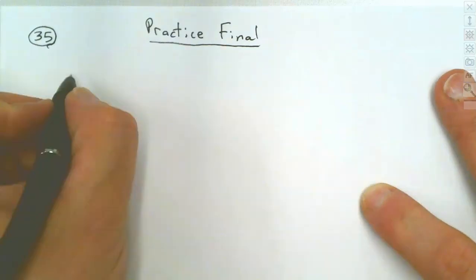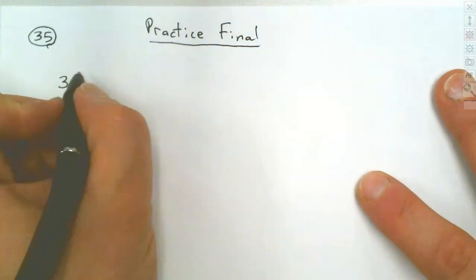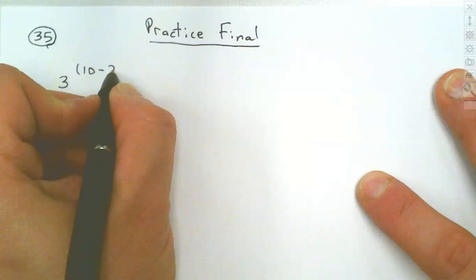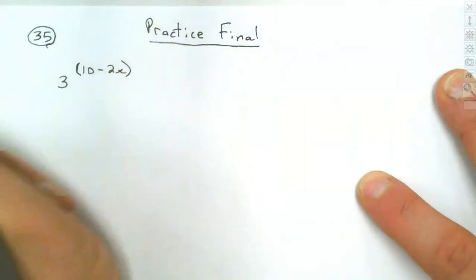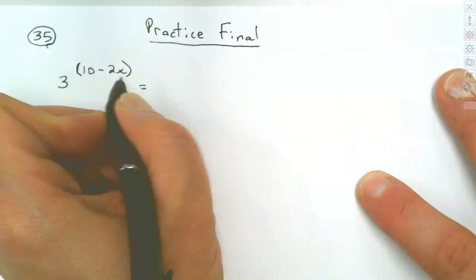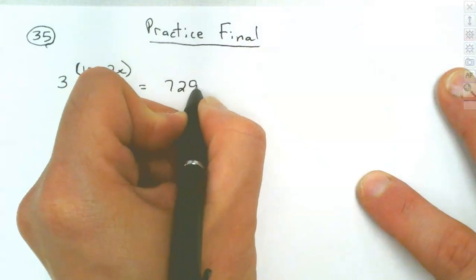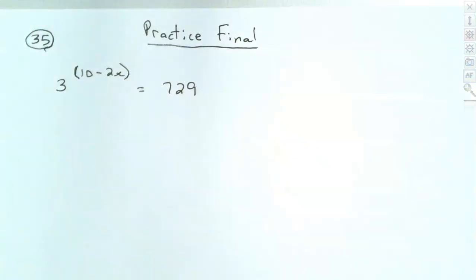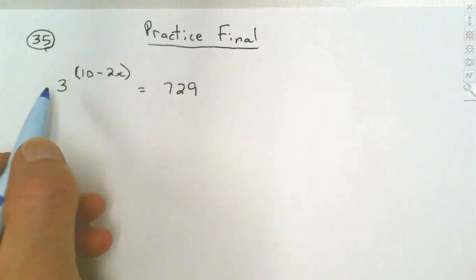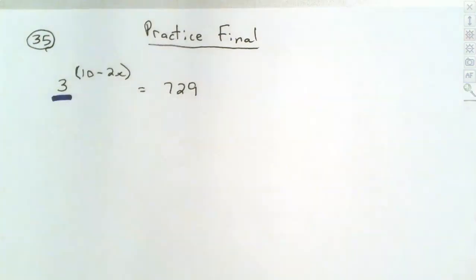And we've got 3 to the 10 minus 2x power. We want that to equal 729. So where's our variable at? Our variable is up in the power. So that means we want the bases to be the same. Now, what common base do you think we're going to use? Well, the smaller one is a 3.